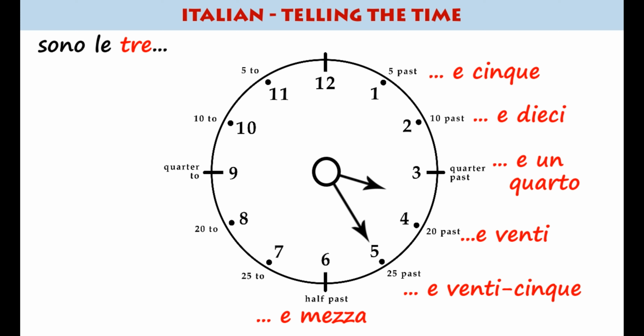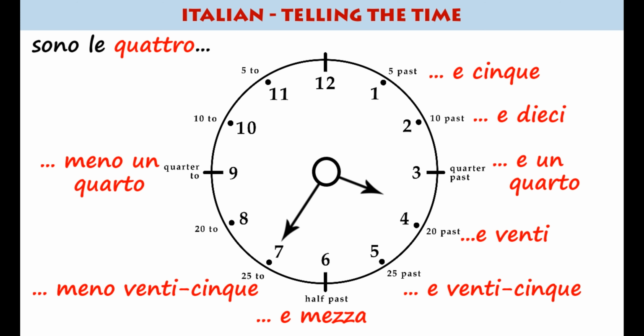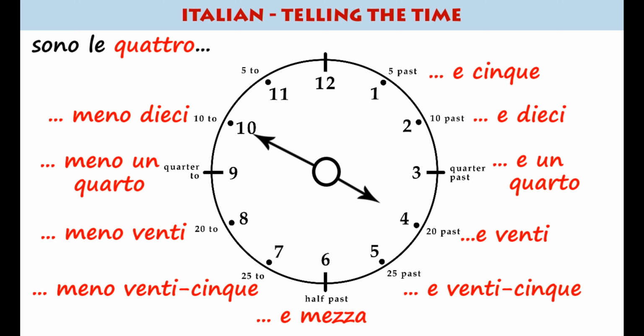And of course, going up the other side now, we need to begin not with sono le 3, but sono le 4. It's 4 o'clock. Sono le 4 meno un quarto, minus a quarter. And that meno means minus, so it works for all the other ones now. Let's fill them in. Sono le 4 meno 25, le 4 meno 20, le 4 meno 10, and le 4 meno 5.